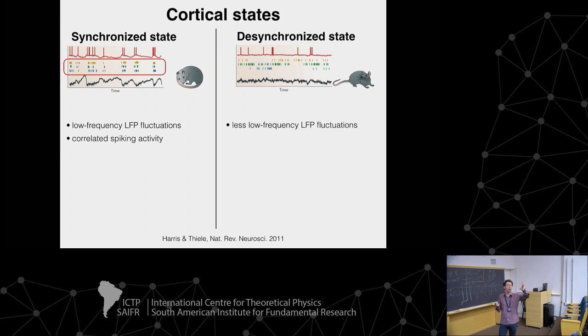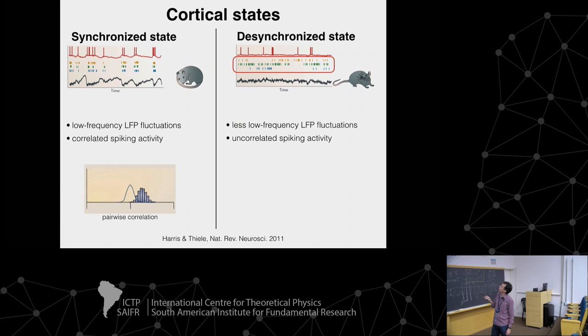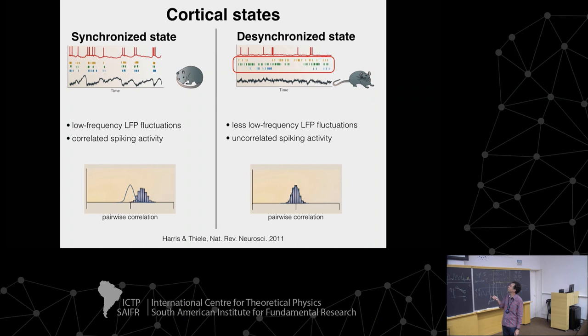And you can actually do this as a distribution, a histogram of pairwise correlation. This is correlation zero. What you measure experimentally is that in this kind of regime, you're biased to the right, to positive pairwise correlations. Okay? Whereas here, you see uncorrelated spiking activity, in the sense that if you try to do the same kind of histogram, you see a pairwise correlation centered more or less around zero. So we have some pairs which are positively correlated, some which are negatively correlated, not much, and on average you get something near zero.